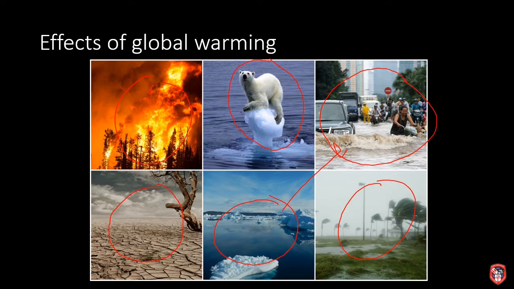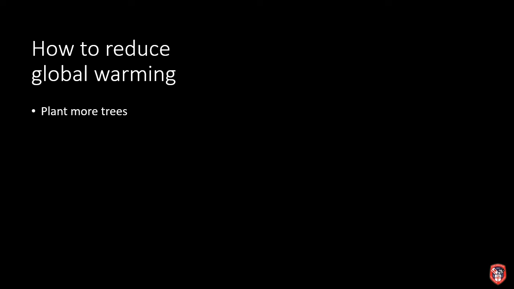Now, what can we do? How can we reduce the warming which takes place? Well, one of the big things is plant more trees. At the minute across the world we are trying to plant more trees, particularly in Western countries. Donald Trump, for example, talked about how he wants to plant 1 trillion more trees. And across the UK as well, we are trying to plant more and more trees.